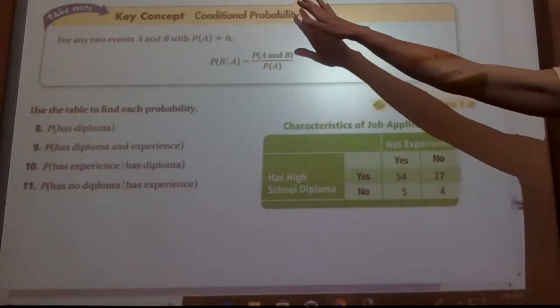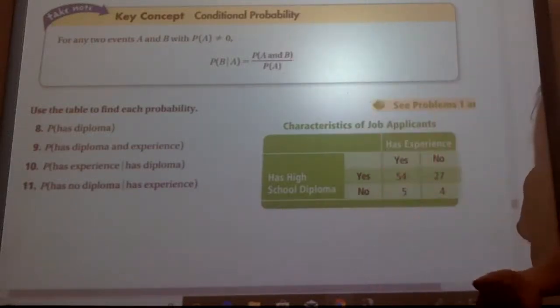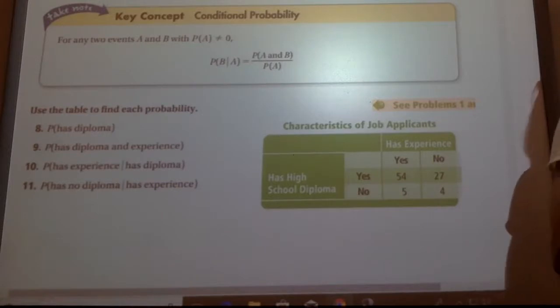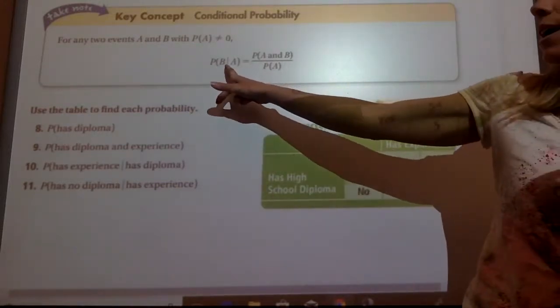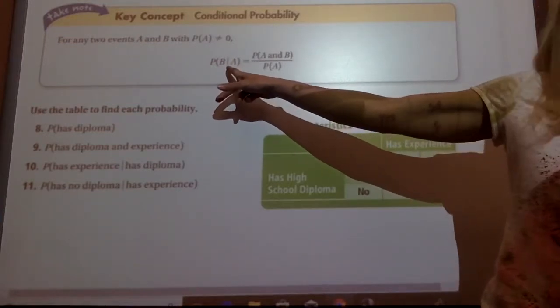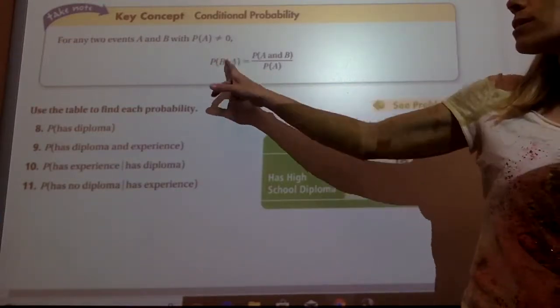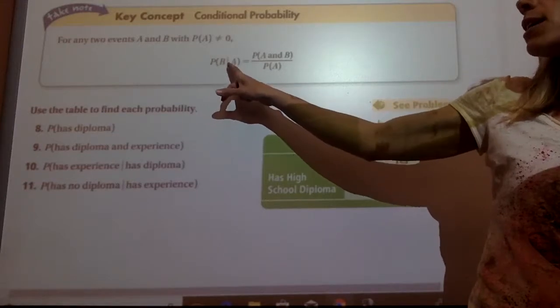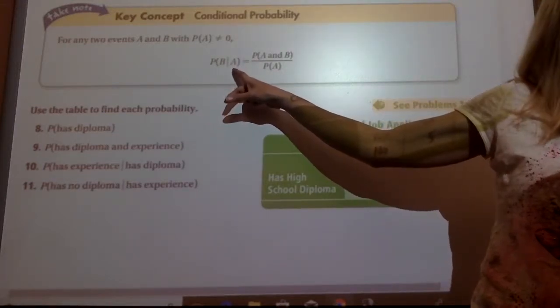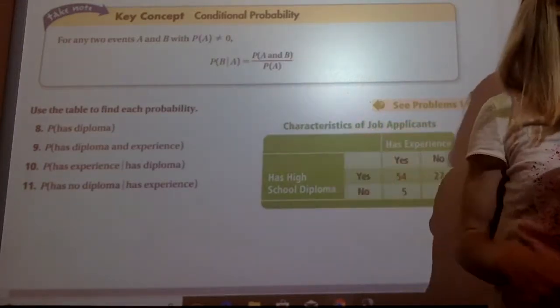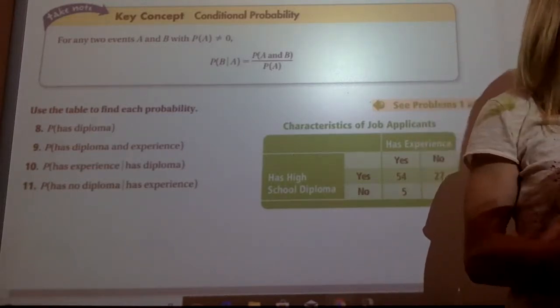Conditional probability means you have this probability given a certain condition or given a certain population. This line right here, you can read that as "given." So I would read this as the probability of B given A happened. Okay? So what's the difference between what we've been doing and what does given mean?